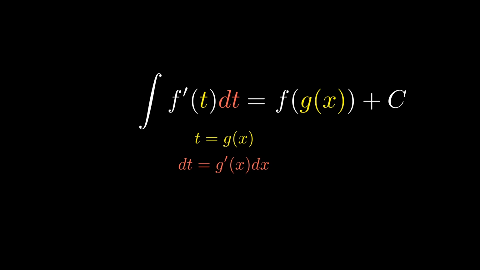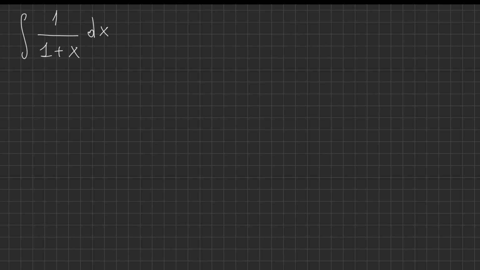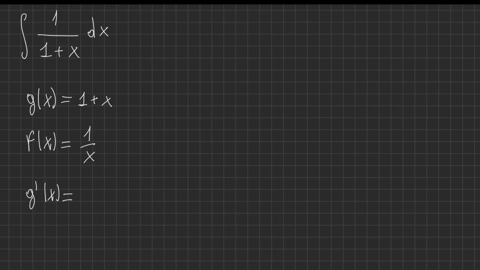So now we can start doing exercises and see how to use this idea in practice. The first integral that we're going to see today is the integral of 1 over 1 plus x. First things first, let's try to identify the f and g in this case. So g will be the function g of x equal to 1 plus x. You see the function g exactly in the denominator. Therefore, f of x has to be equal to 1 over x, the reciprocal. And finally, we can easily check that the derivative g prime of x is equal to 1.